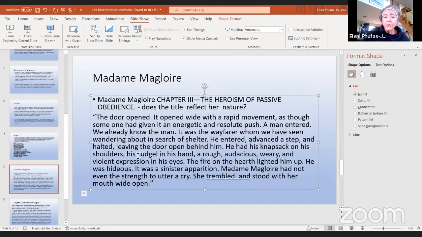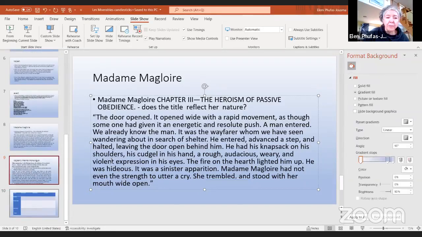Remember, the cudgel was used by the workers in the mines to cut away at rock or coal or whatever they were doing. A rough, audacious, weary, violent expression in his eyes. Twenty years he's been in prison. The fire on the hearth lighted him up. He was hideous. It was a sinister apparition. Madame Magloire had not even the strength to utter a cry. She trembled and stood with her mouth wide open. And yet she opens the door to him because she is following the instructions of the bishop.